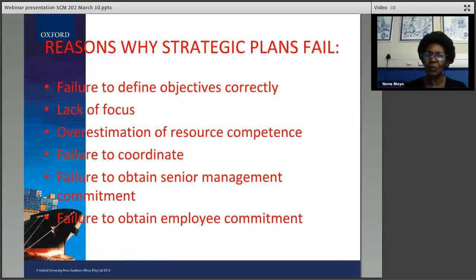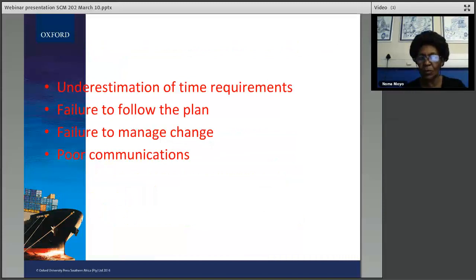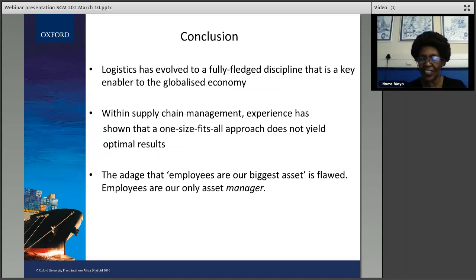Strategic plans fail because of the failure to define objectives correctly, lack of focus, overestimation of resource competence, failure to coordinate, failure to obtain senior management commitment, failure to obtain employee commitment, underestimation of time requirements, failure to follow the plan, failure to manage change, and poor communications.